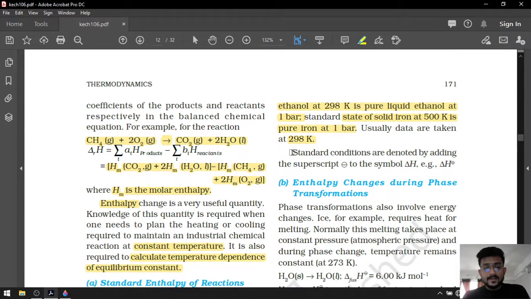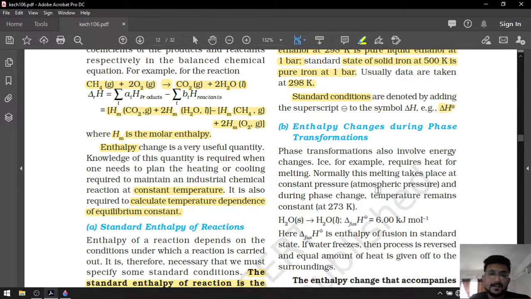Now, to represent the standard condition, we are going to draw a dot on a sign, delta H naught. Okay. Now, let us discuss various forms of the enthalpy. Among them, the first form will be the fusion enthalpy.